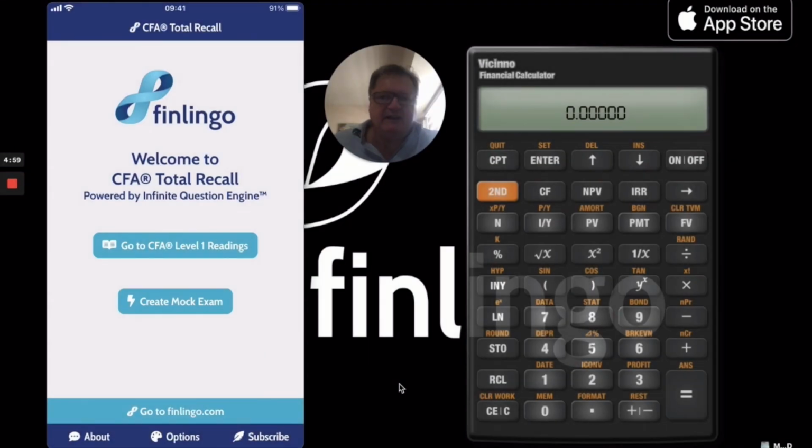It's Andy again at Finlingo, and we're using the CFA Total Recall phone app to calculate the money weighted rate of return. You would use this to assess an investment manager who can control an investment account and control the cash flows in, which is going to be a plus, and can control the investment flows out, which is going to be a minus.